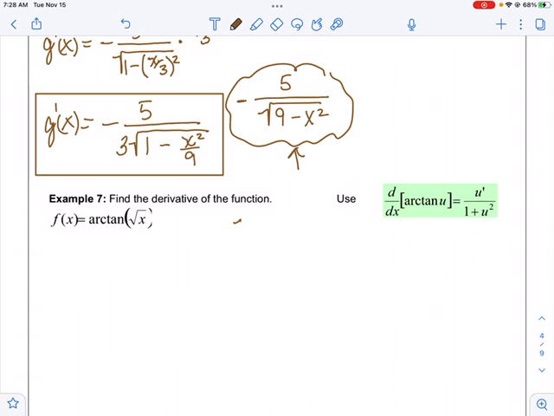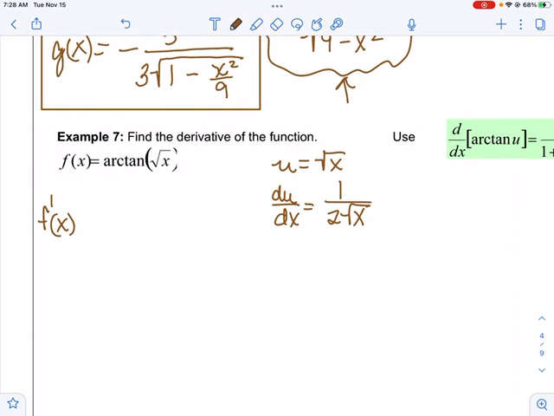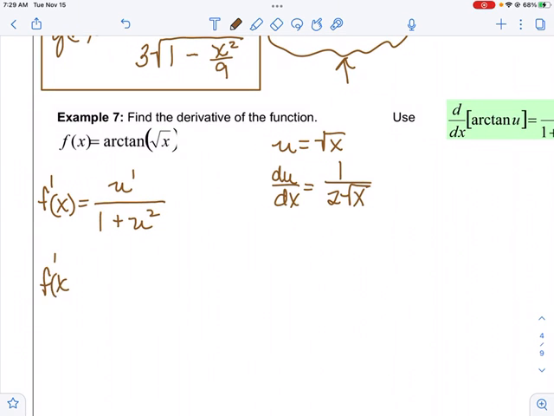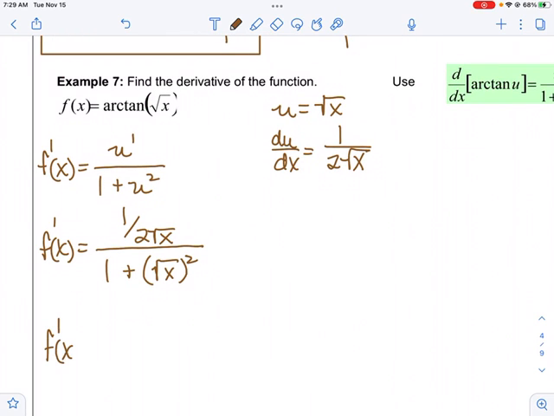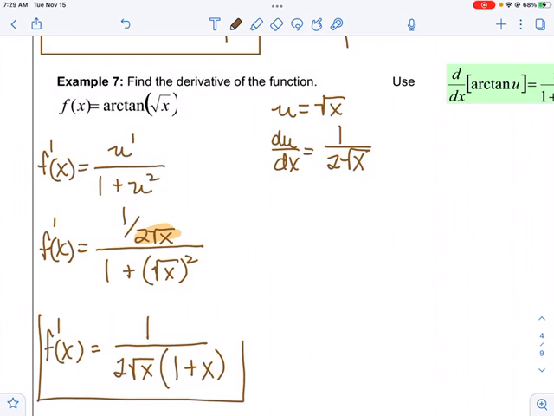In this next one, we've got u is equal to the square root of x, and then du dx is equal to 1 over 2 square roots of x. Then for f prime of x, we have arctan, so I'll write it as u prime over 1 plus u squared. Plugging in, I have 1 over 2 square roots of x in the numerator for du dx, over 1 plus the square root of x squared. So f prime of x is 1 over 2 square roots of x times the quantity 1 plus x. And that's actually a fairly neat form.